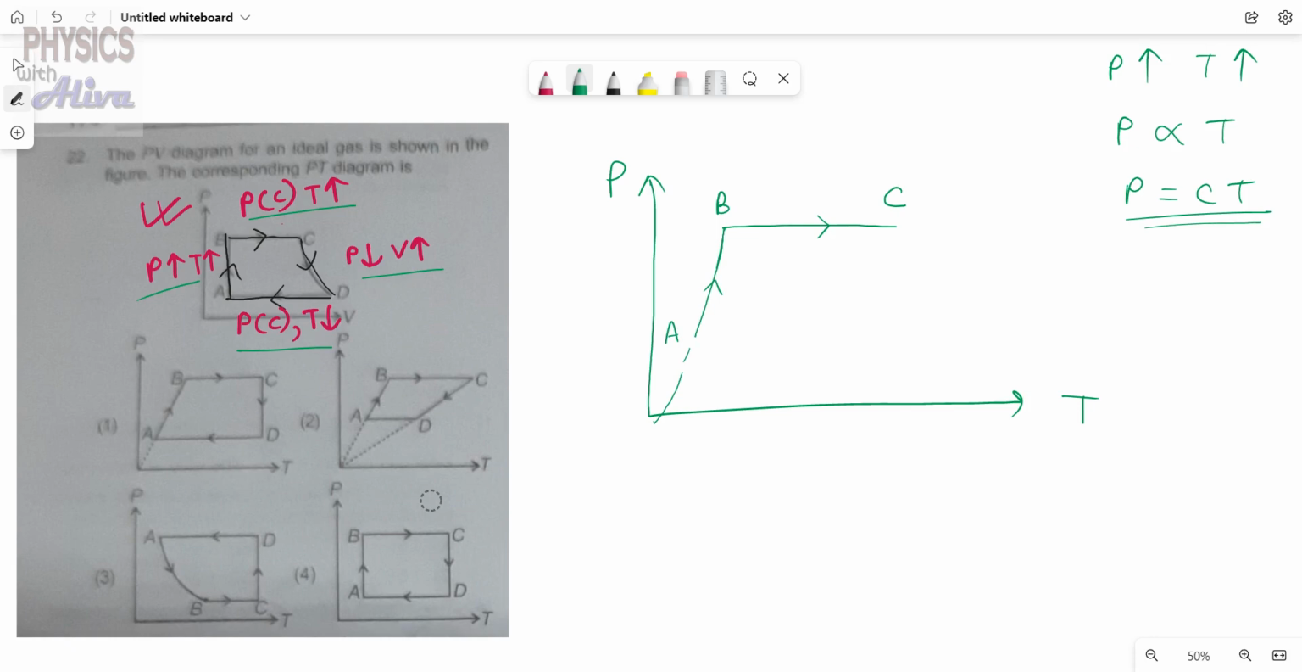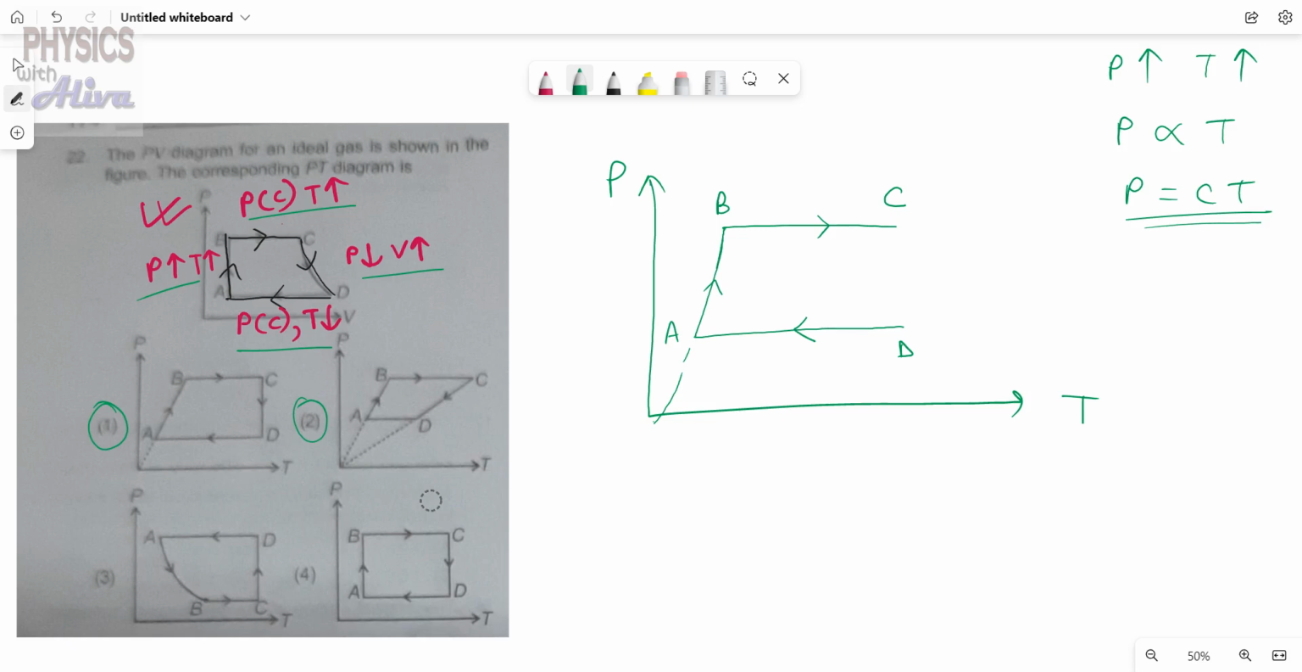Then now come to the line DA, where pressure constant, temperature decreases. And from this part, we can say that this or this can be the right answer.